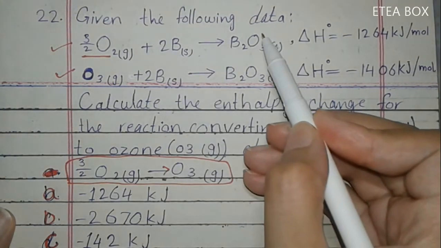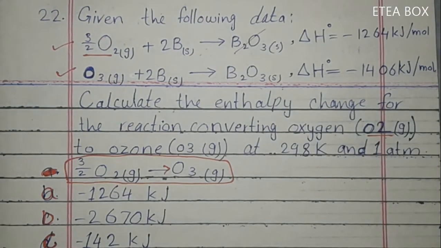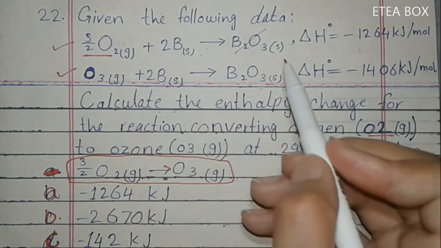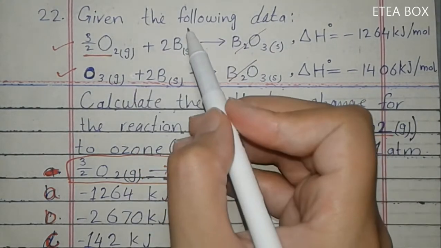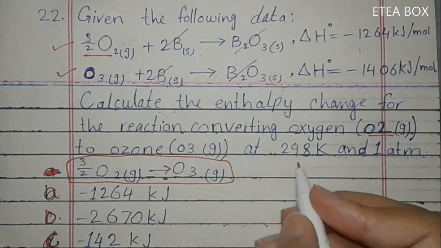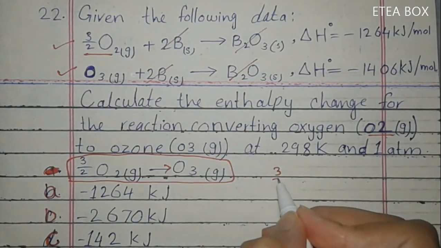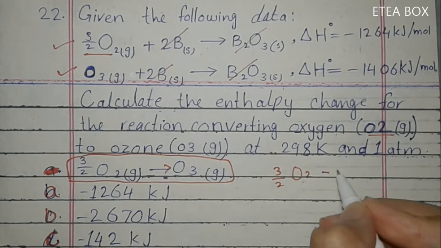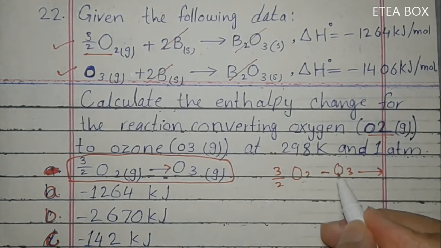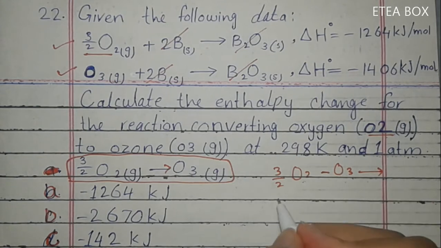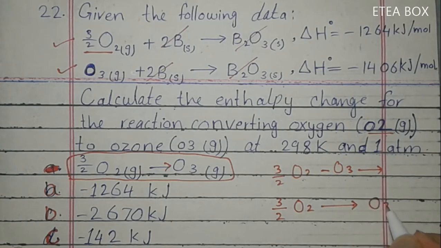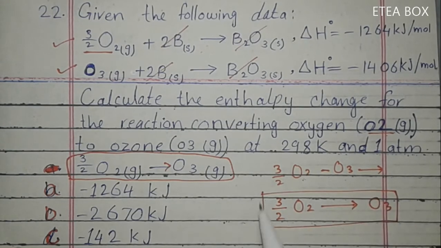Here it is not necessary for this equation. So when we subtract these two equations, this will cancel this one and this one will also cancel this boron. The remaining will be these two: 3/2 O2 minus O3. Now if I bring this O3 to the other side of the equation, it will be 3/2 O2 into O3. Look, the reaction is like this.